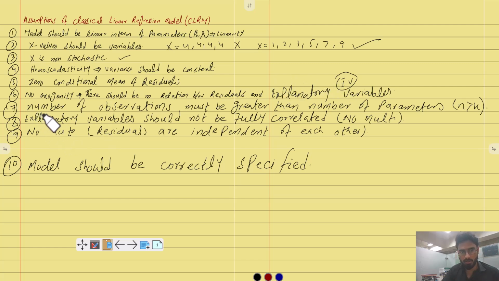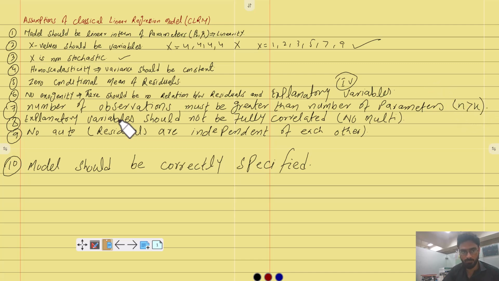The next assumption is that the number of observations must be greater than the number of parameters. N is the number of observations and K is the number of parameters. So if we have two parameters, beta naught and beta 1, so K equals 2, so the number of observations must be greater than 2. So let's say we have data for 4 years or 5 years, then we are able to estimate the values of betas.